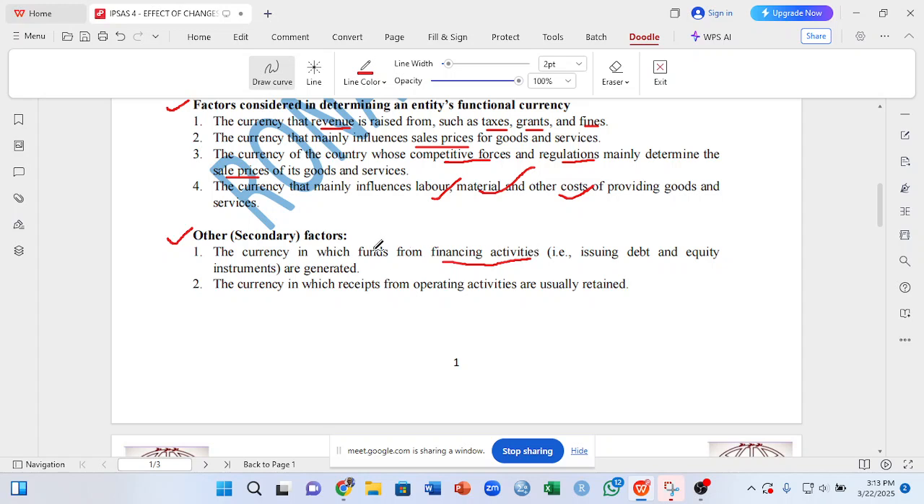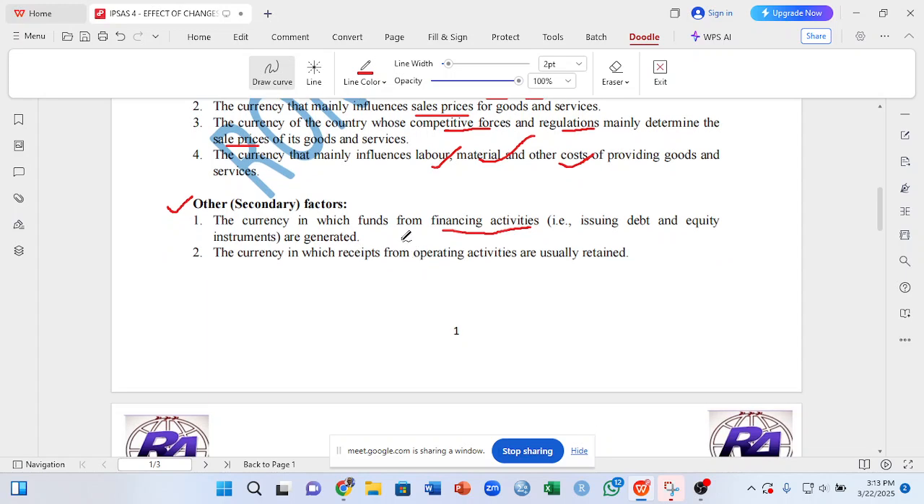So yeah, we are looking at the secondary factor here, which looks at what the funds, in terms of your debt and equity, are denominated in. That will be a secondary indicator. Another one will also be in terms of your receipts from operating activities. What is the currency denominated in? When we talk of receipts from operating activity, it deals with your day-to-day transactions.